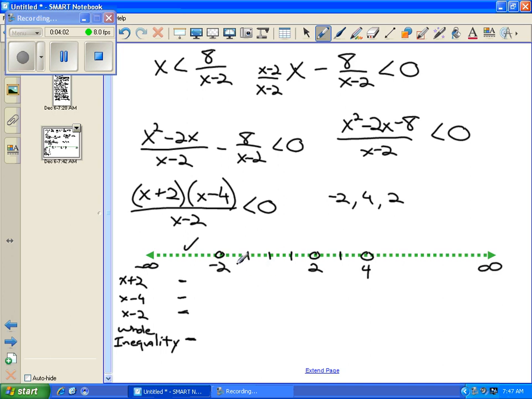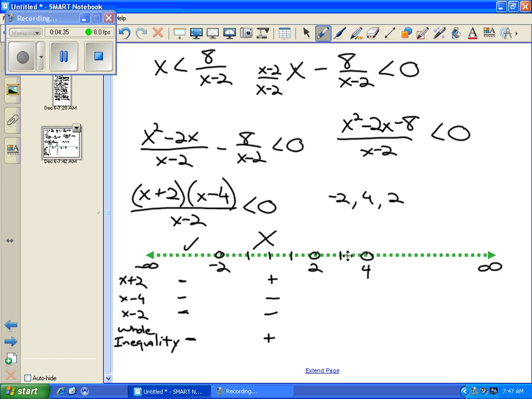Over here, I'm going to test a value between negative 2 and 2. 0 is a good one to pick. It's easy to plug in. You can see that if you plug 0 in here, this will be positive. If you plug 0 in here, this will be negative. If you plug 0 in here, this will be negative. Okay. Now when I do this operation, I do a positive times a negative. That would give me a negative. But then if I divide by a negative, it's back to positive. So the whole thing is positive. I don't want a positive number. It says here I have to be less than 0. So this doesn't work. I'll put an x over that interval.